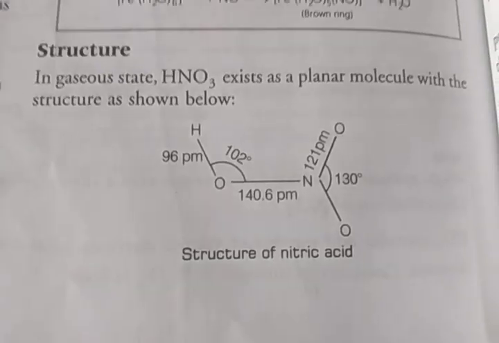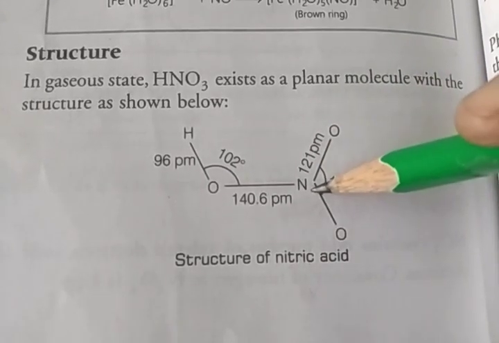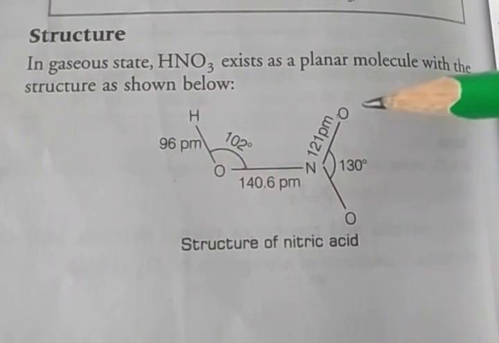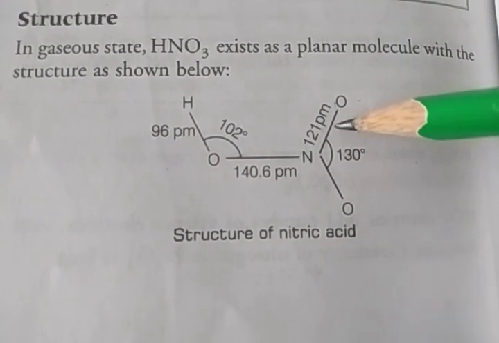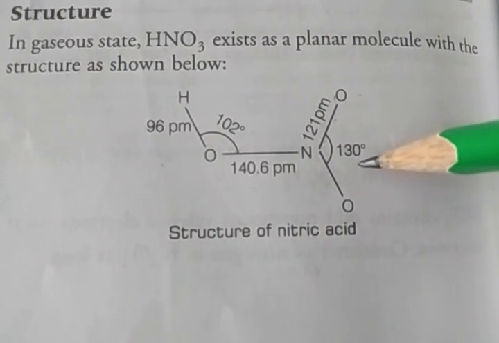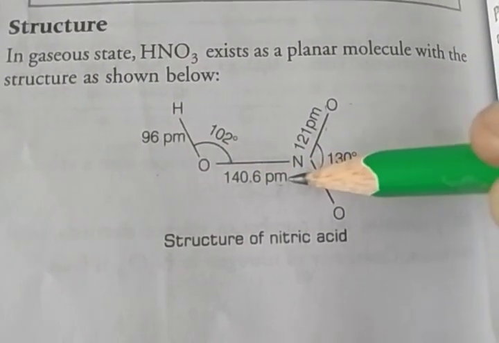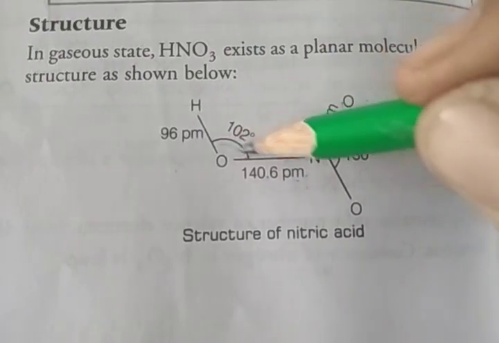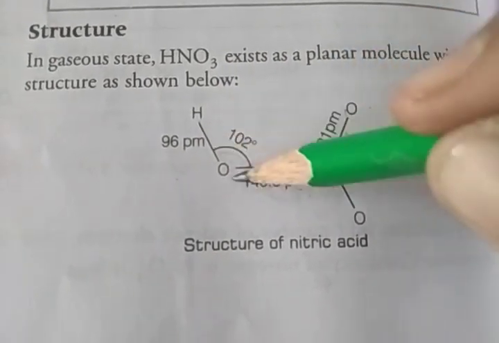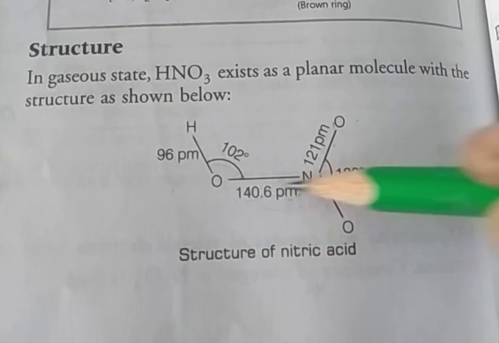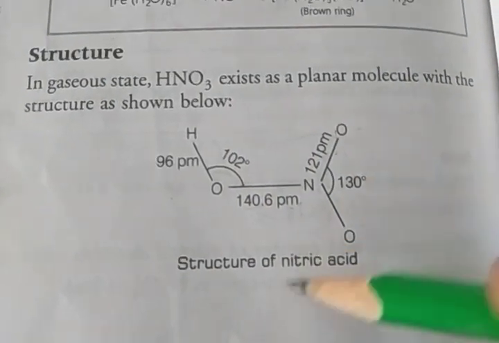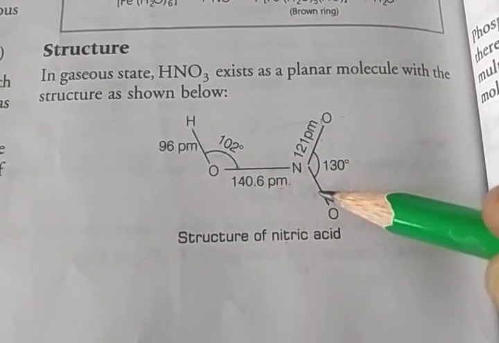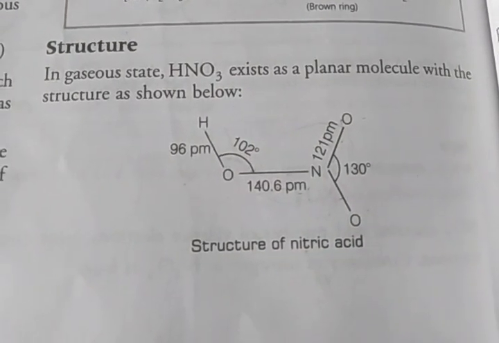Nitric acid structure, here you see, HNO3, 3 oxygen, 1 hydrogen. The nitrogen-oxygen bond length is 121 picometer and the oxygen-nitrogen-oxygen bond angle is 130 degree. The nitrogen and central oxygen bond length is 140.6 picometer, the nitrogen-oxygen-hydrogen bond angle is 102 degree, and the oxygen-hydrogen bond length is 96 picometer. So this is a planar structure. But this is the structure present in the gaseous state. So HNO3 exists as a planar molecule in the gaseous state.